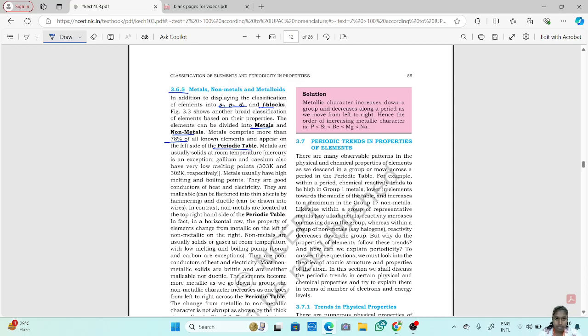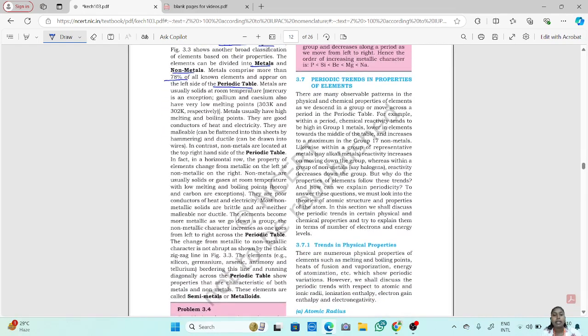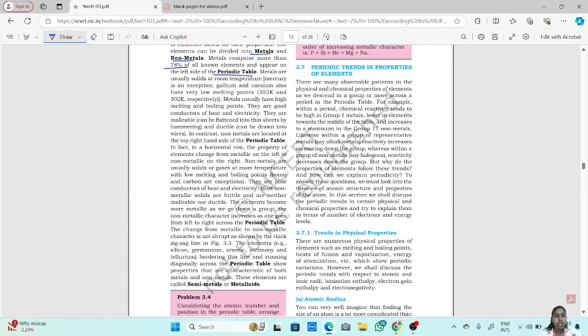Okay, on the left side appear the metals, and they comprise almost 78% of all the known elements in the periodic table. Now, metals are usually solids at room temperature. Mercury is an exception. So metals are usually solid at room temperature.